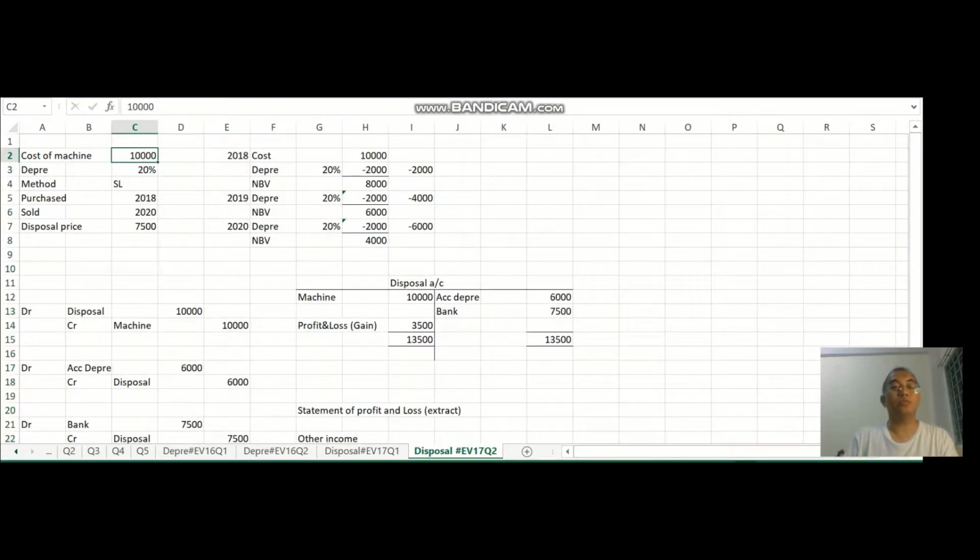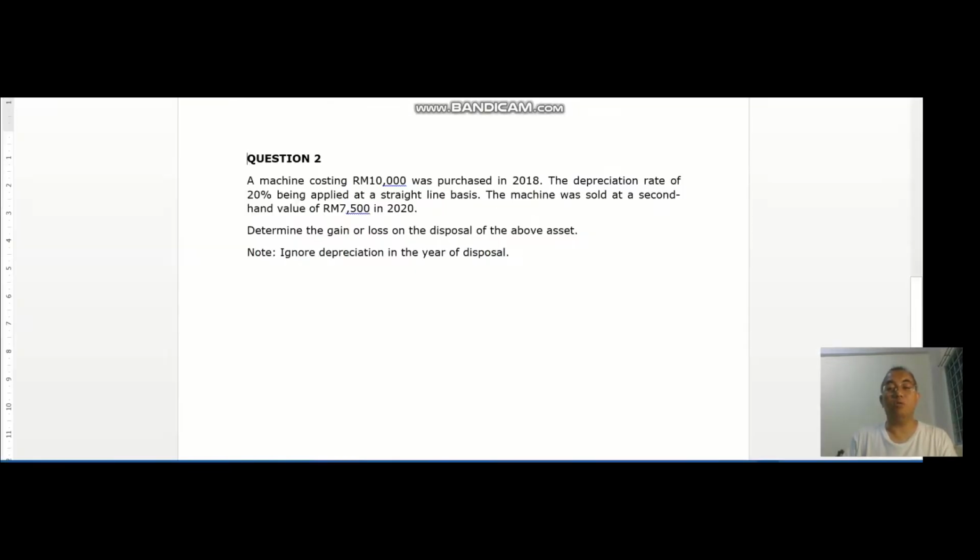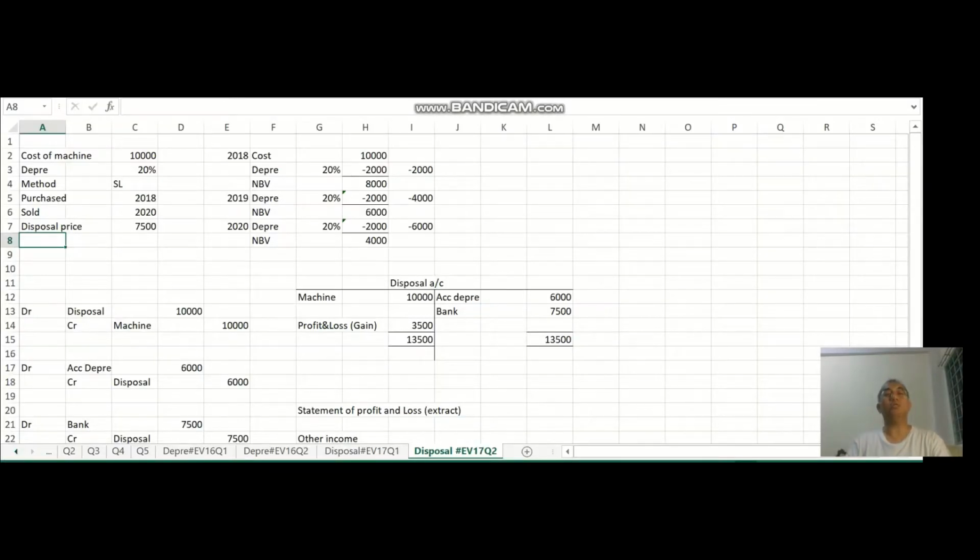All right. So 10,000 cost of a machine, depreciation still 20%, method straight line. You purchased in 2018, sold in 2020, same, this was the price 7,500. So here we ignore depreciation in the year of disposal. So when you ignore the depreciation in the year of disposal, meaning that in 2018 you still need to calculate the depreciation. So we have calculated just now because we are using the same figure and the same machine. So I just let it here.